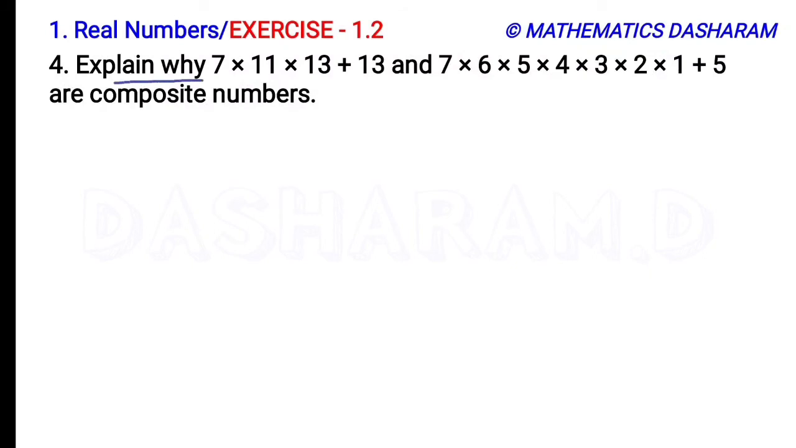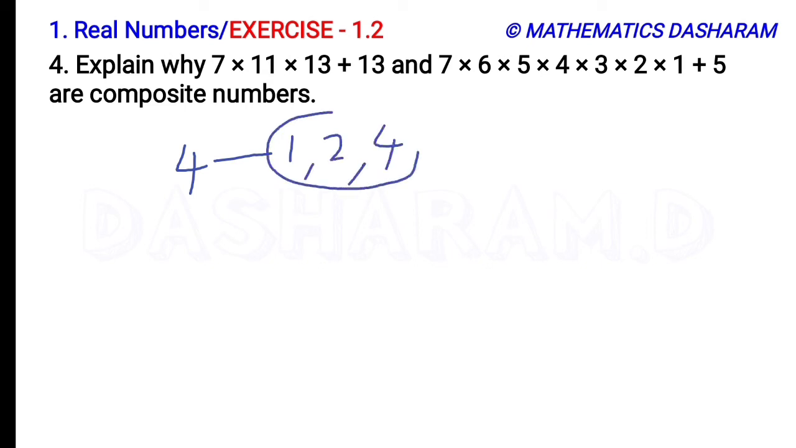Fourth question: explain why 7 into 11 into 13 plus 13 and 7 into 6 into 5 into 4 into 3 into 2 into 1 plus 5 are composite numbers. A composite number is a number which has more than 2 factors. For example, 4: the factors are 1, 2, 4. So, more than 2 factors, so it is called a composite number.